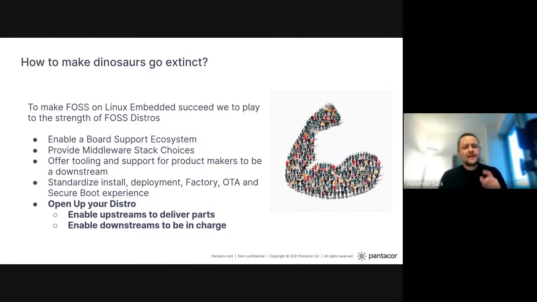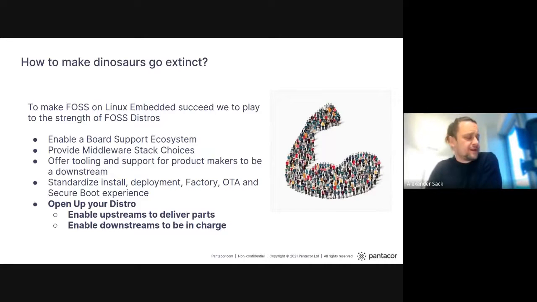And by the way, if we had those middleware stack choices, we can also use these to define the gates for third-party board support, right? If third-party board support supports middleware stack X and Y and Z, we can put certification stamps on them and then say, okay, if you do that, plus you do certain support and security promises, we can make you a top-tier BSP for our distribution. I like that idea a lot.